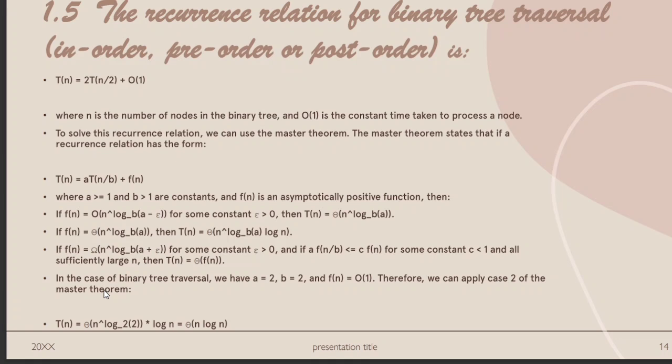The Master's theorem applies to a recurrence relation of the form T(n) = aT(n/b) + f(n), where a is greater than or equal to 1 and b is greater than 1 are constants and f(n) is an asymptotically positive function. Here are the steps to solve the recurrence relation for binary tree traversal. The recurrence relation for binary tree traversal is T(n) = Θ(n^(log_2 2) · log n) = Θ(n log n).